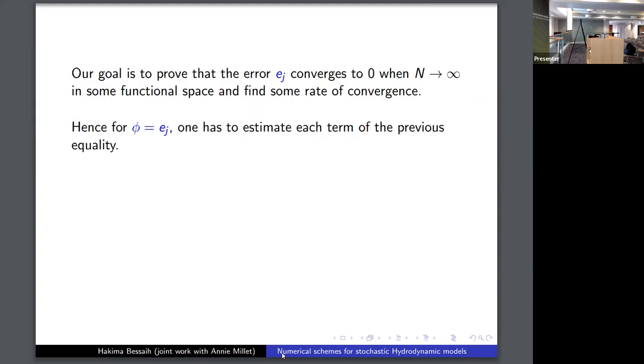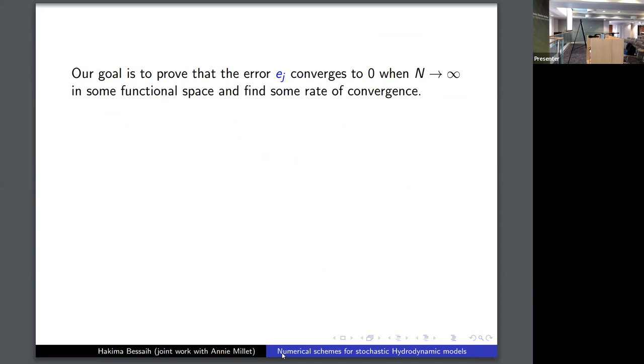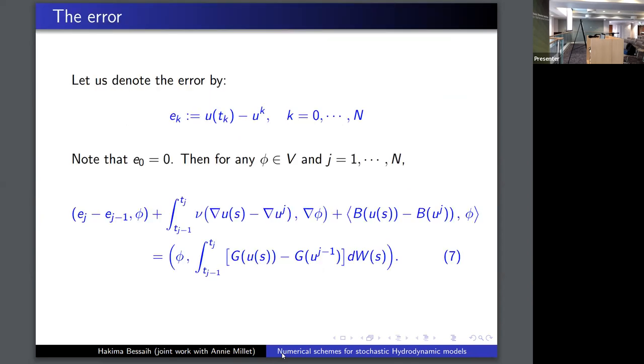Let me come back and show you again. This is the error: u at the grid point t_k, e_k is u(t_k) minus U_k, which is the sequence for the implicit scheme. Good. And now we write the equation for e_j. This equation 7 is the equation for the error. So this one is the gradient of e_j, in fact, the gradient of u(s) minus the gradient of U_j.